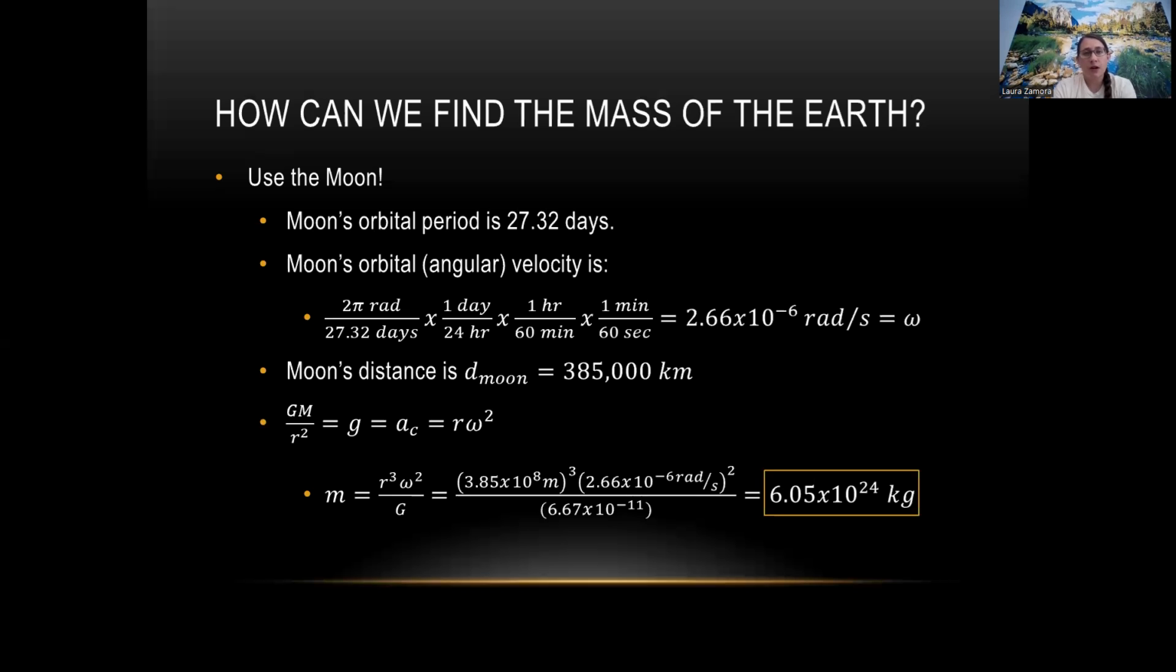So now the current measurement of the mass of the Earth is 5.97 times 10 to the 24 kilograms. So like I said, it was only off by about 1%, even using these sort of crude observational methods for determining the mass, which I think is pretty impressive.